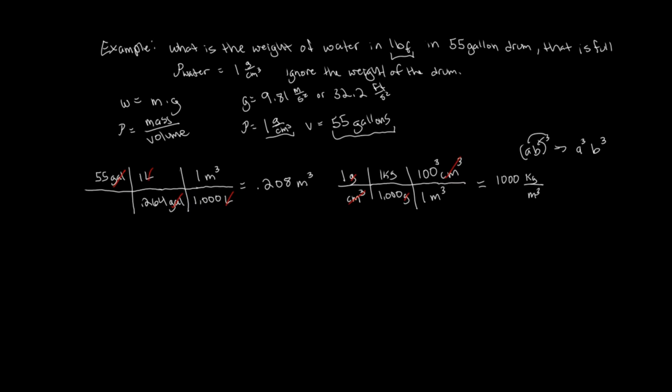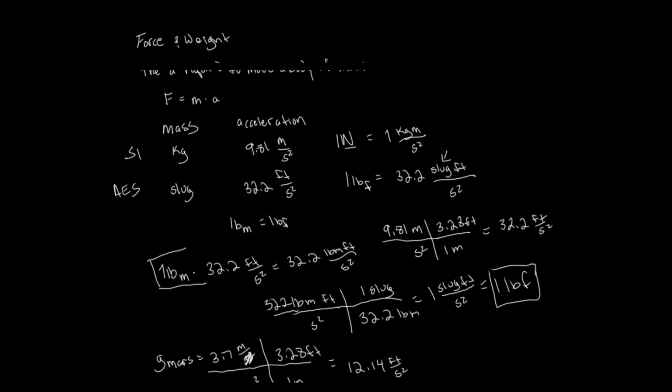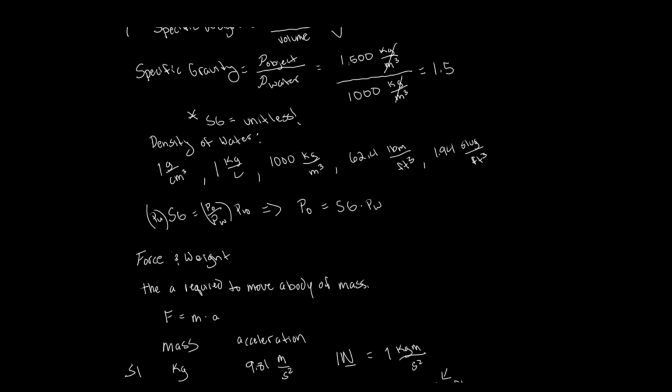meter cubed. And if we scroll up real quick, and we'll do it just for fun, and we look at the density of water that we discussed earlier, you notice that we have it right here. Let me change the color so it's a little more noticeable. We have it right here, 1,000 kilograms per cubic meter. So we know that to be correct.